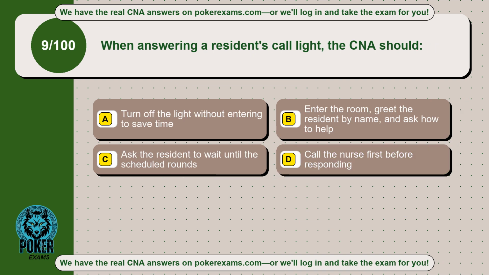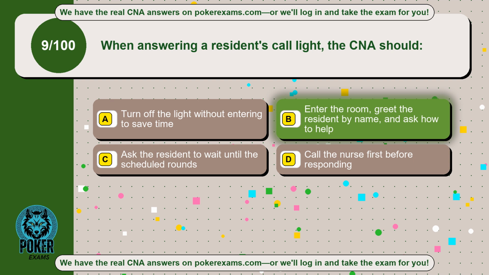Question 9. When answering a resident's call light, the CNA should: Option A. Turn off the light without entering to save time. Option B. Enter the room, greet the resident by name, and ask how to help. Option C. Ask the resident to wait until the scheduled rounds. Option D. Call the nurse first before responding.